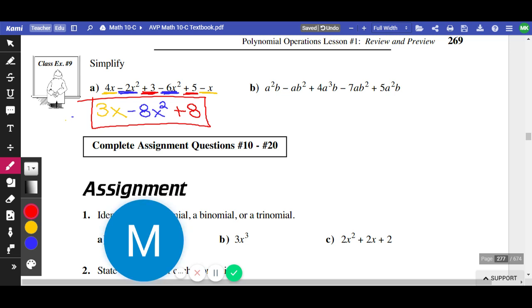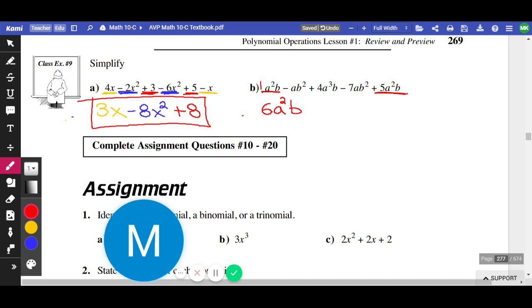B is a little crazy because there's 2 letters, right? So that messes things up. When you're looking for like terms, it has to be the same letters with the same exponents. So the first term is a squared b. That means I can only combine it with other a squared b's. The other a squared b is right here. The first term, there's 1 of them, plus 5 of them gives me 6 a squared b's. Okay, try to think of it as a thing, right? A squared b is a thing. It's not going to change, just the number of them is going to change.